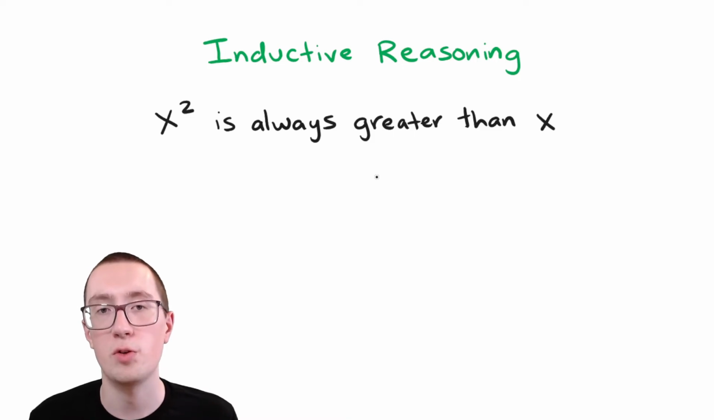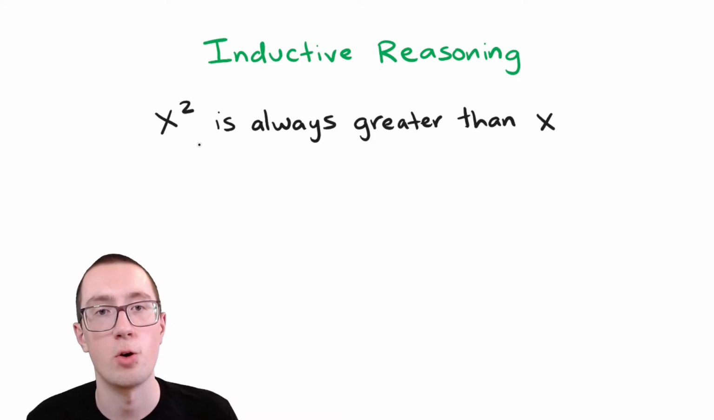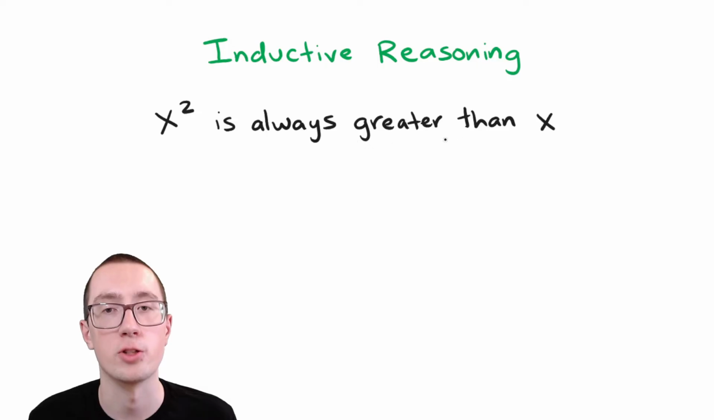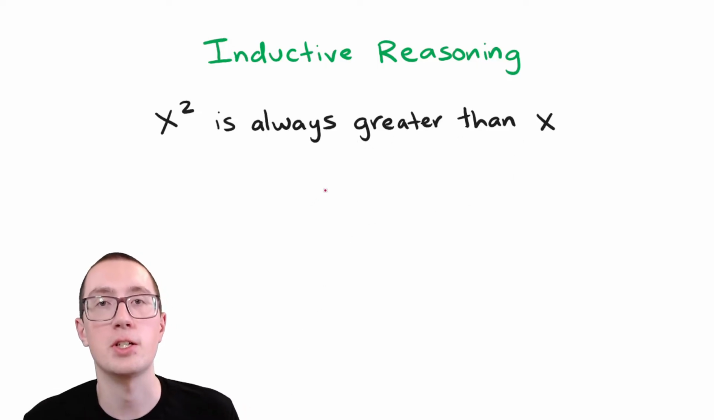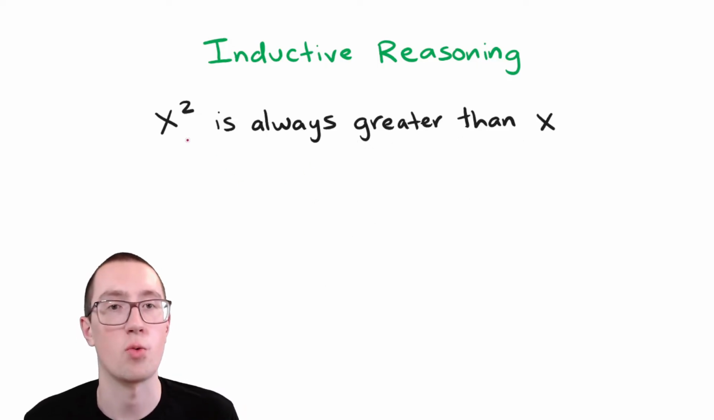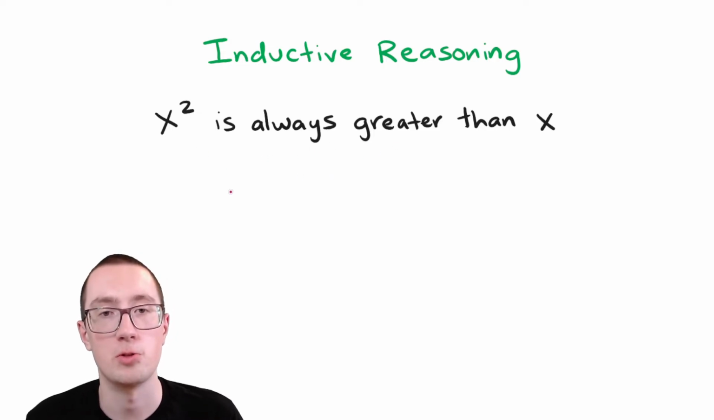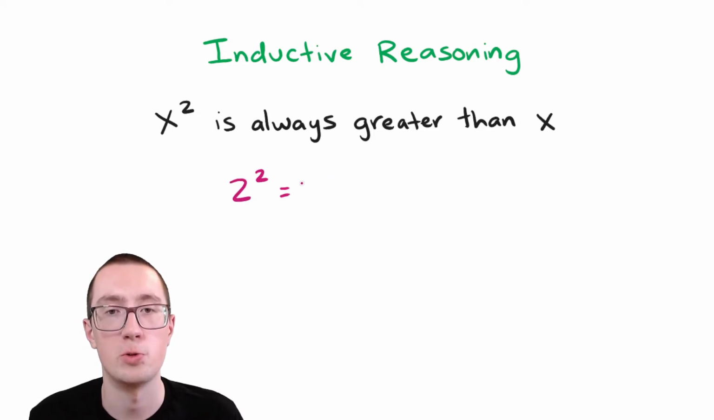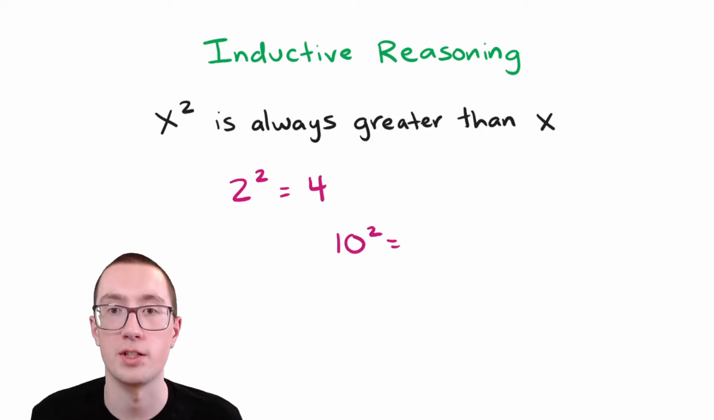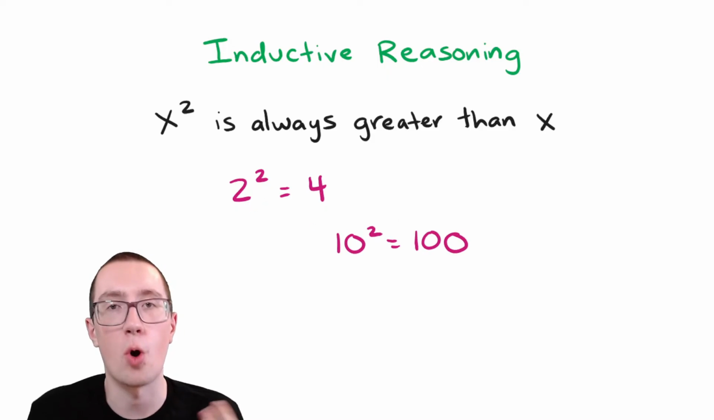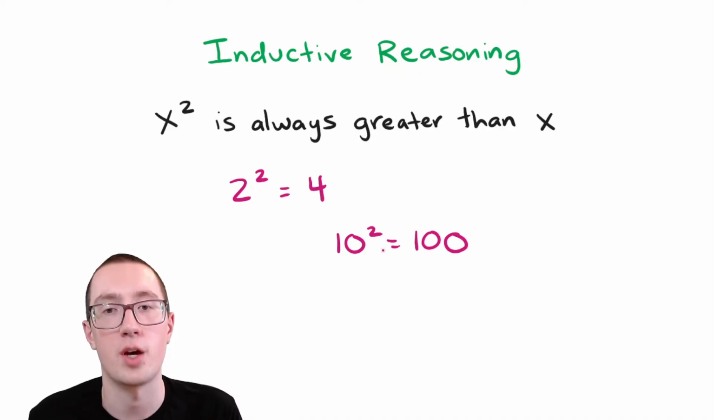So here's another example of that in more math terms. This is my conjecture: x squared is always greater than x. And I think this conjecture is true because it seems like whatever number you put in here, that's true. For example, 2 squared is 4, and 4 is bigger than 2. Or 10 squared is 100. So squaring a number always seems to make it bigger. Based on that pattern, I think that x squared is always greater than x.